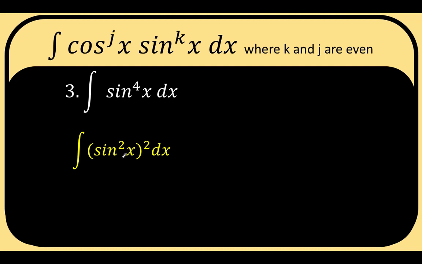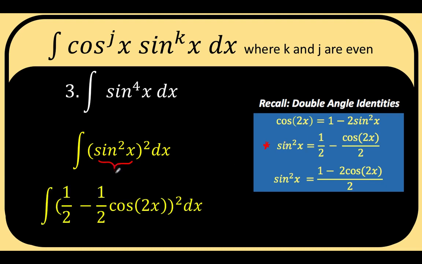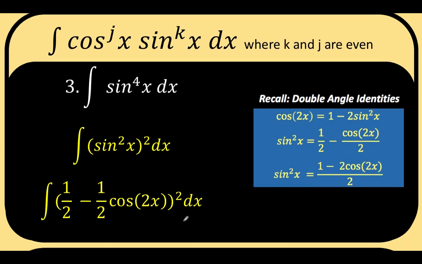Here we apply the power of a power law of exponent. From the double angle identity that we presented at the beginning, we have an expression there for sine squared x. We know that sine squared x is equal to 1/2 minus cosine 2x over 2. We can now substitute this value again to sine squared x to arrive at this next line. So we copy the integration symbol. Sine squared x is replaced by 1/2 minus 1/2 cosine 2x, which is just the same as this form, only that 1/2 is written as a factor instead of dividing by 2. And then we copy this exponent 2, and we copy dx.